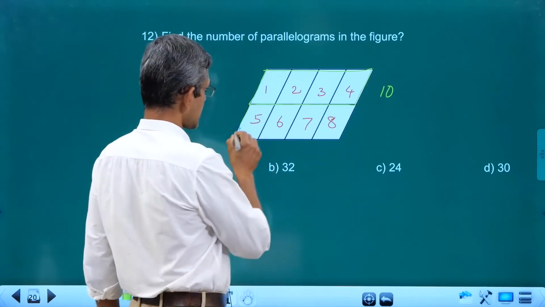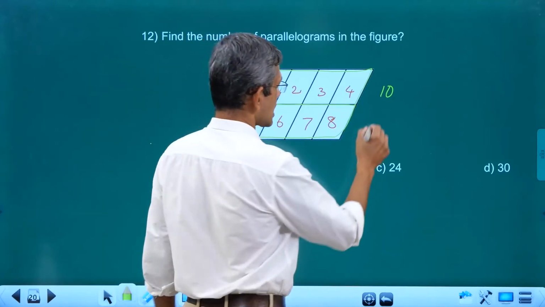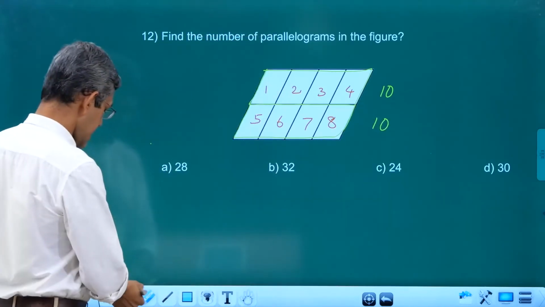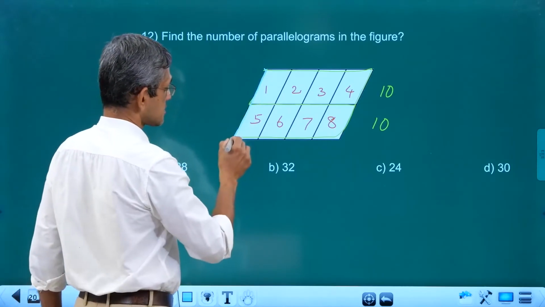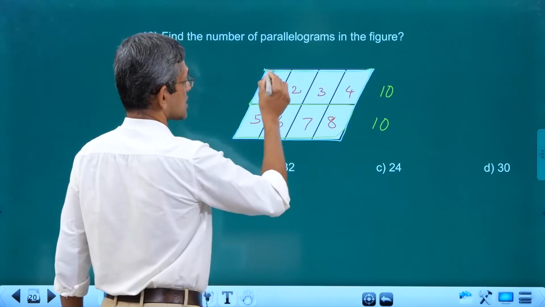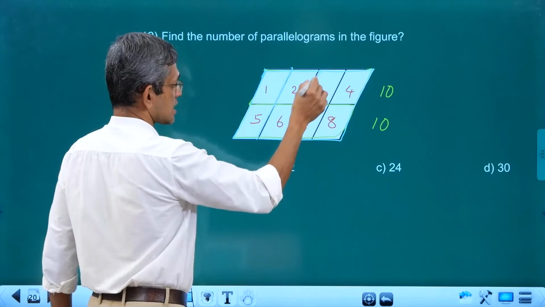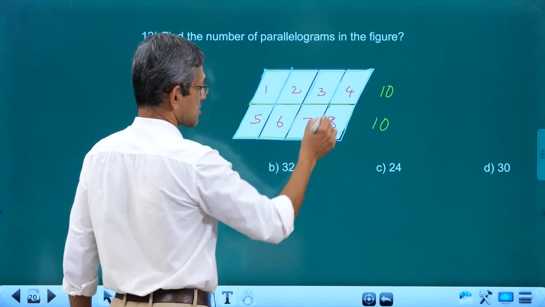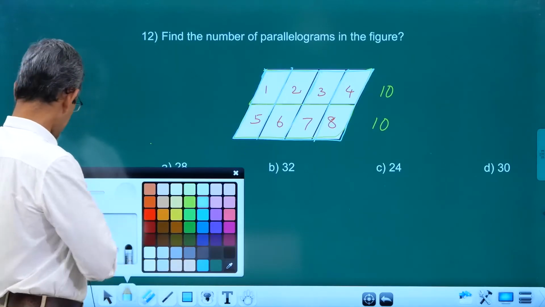And here we have another set of 4 pieces. So again, take n into n plus 1 by 2, another 10. And you have to take all this together. If you take it this way, don't look at the green line, just look at the blue line. And if you cannot really see the blue line, I may go for a different color.